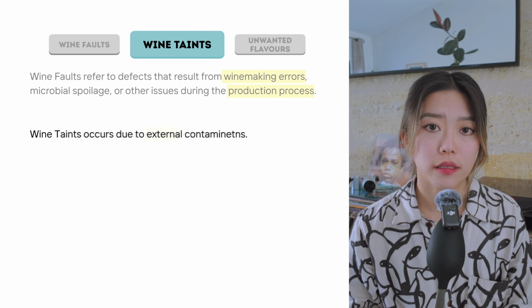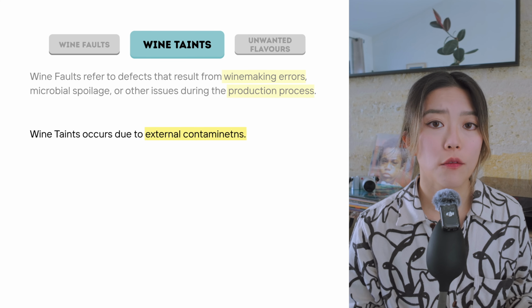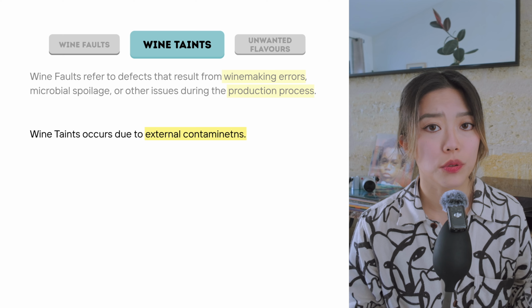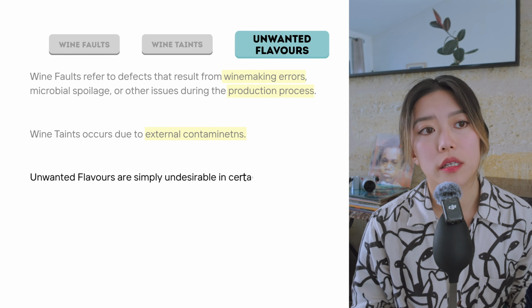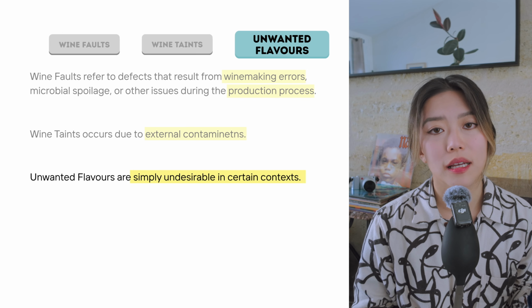Wine taints, on the other hand, are due to external contaminants. If you have wines at home and you don't preserve them in the right environment, this could be your problem as well. Unwanted flavors are simply not enjoyable or not desirable in certain contexts. I quite like this category because it leaves room for being different, because we're all different anyway.